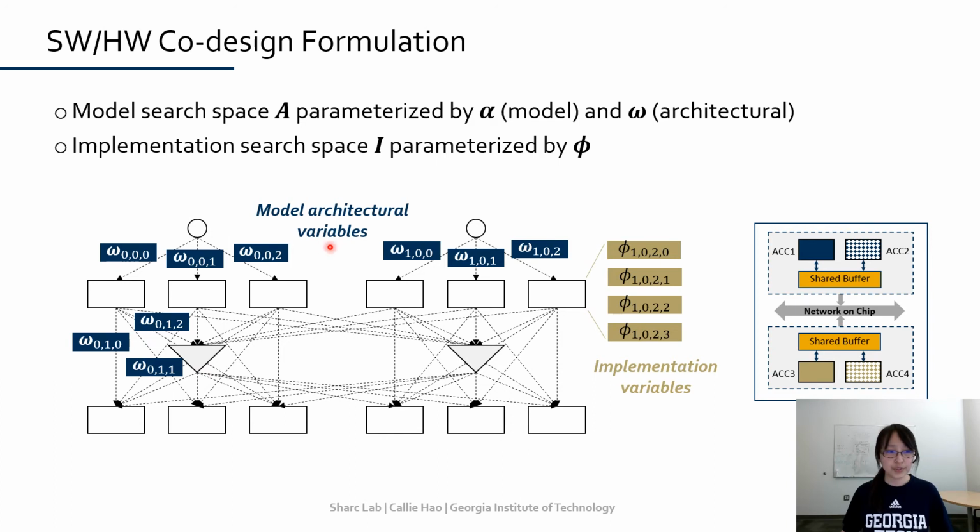So we're trying to use these architectural variables to decide whether these blocks will be selected or whether these paths will be enabled. And at the same time, for the implementation search, we are trying to decide where each block will be mapped onto this heterogeneous accelerator here. So for example, for this block, there are 4 accelerators, and we want to decide whether it is mapped to accelerator 1 or 2 or 3 or 4. And this is decided by its mapping variable, these ones. So this is how we can formulate this co-design problem. Now let's take a look at how we're going to solve it.